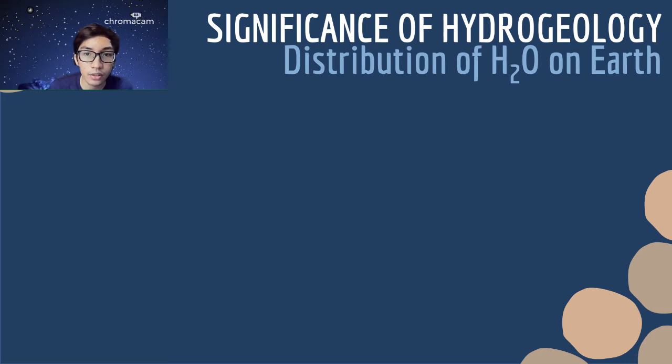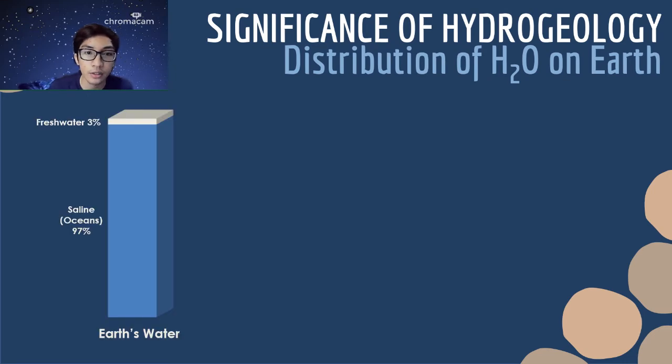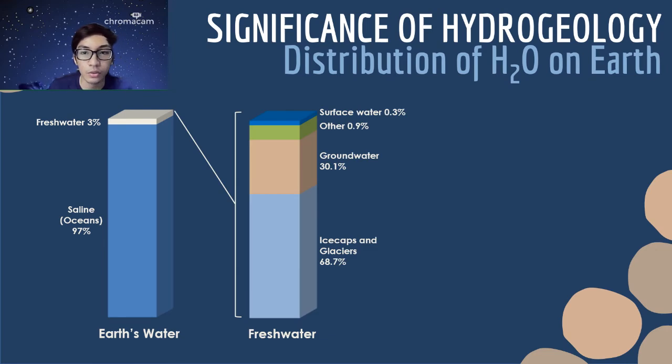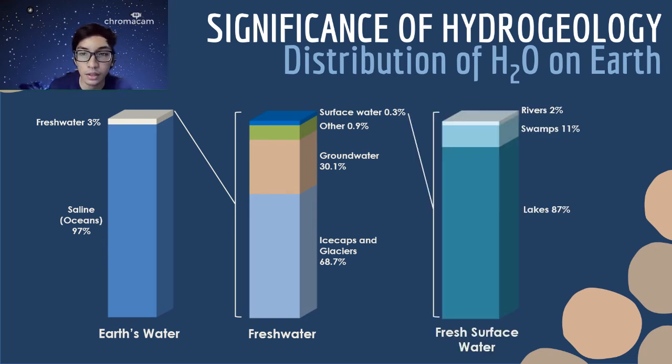So why is hydrogeology significant? Here I have the distribution of H2O on Earth. 97% of water on Earth is ocean water and only 3% is fresh water. In the distribution of the fresh water, we have different water categories, and surface water is less than 1%, which is composed of rivers, swamps, and lakes. We humans use fresh water in agriculture and public water supply, so we should know the available sources of it. This is where groundwater plays a role, because it is 30% of the fresh water.